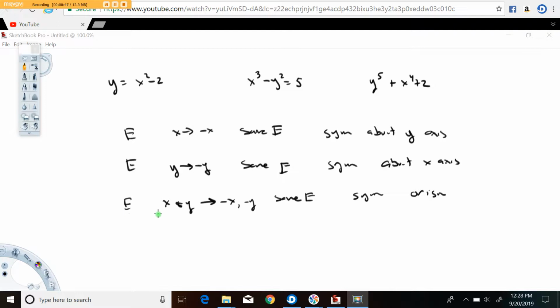If I can take an equation, replace x and y with minus x and minus y, if I end up with the same equation, I've got something that's symmetric about the origin. So I'm going to go ahead and demonstrate these tests here and how to apply them.